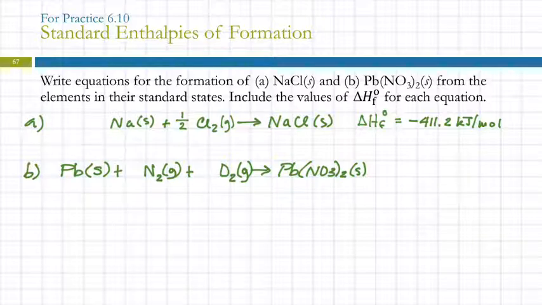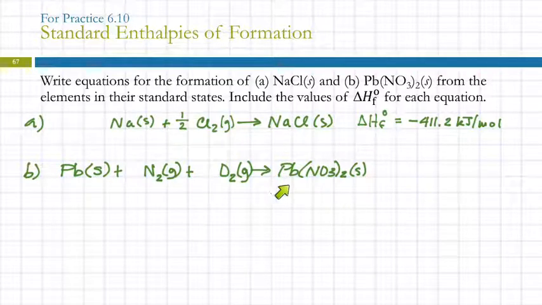Phosphorus and sulfur also form molecules as an element, but you are not required to remember those, just the 7 diatomic elements. So we've got our elements in the standard states, and now we need to balance the equation.